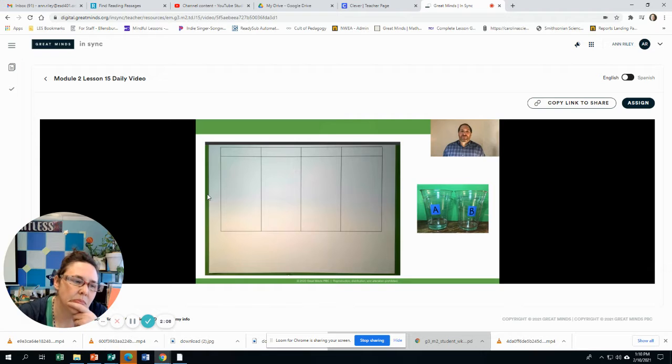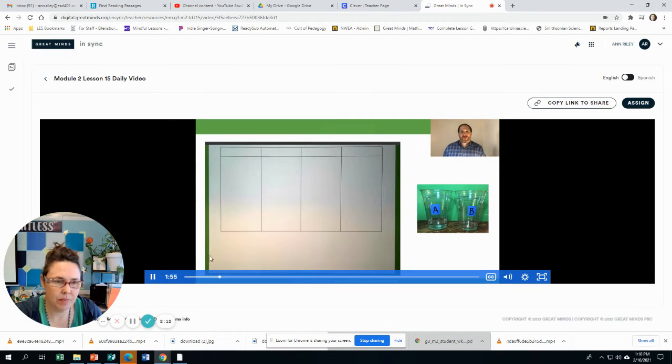In the picture of the 2 cups that you see on the screen, cup A has been filled with 56 milliliters of water. Cup B has 27 milliliters of water. Let's find out how many total milliliters of water are in both cups.